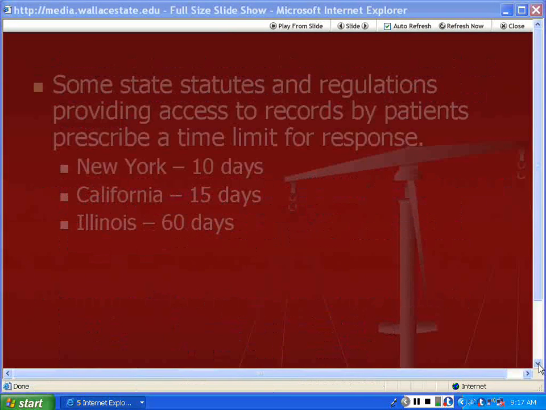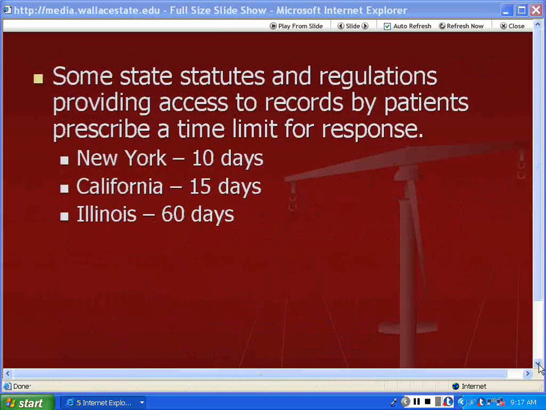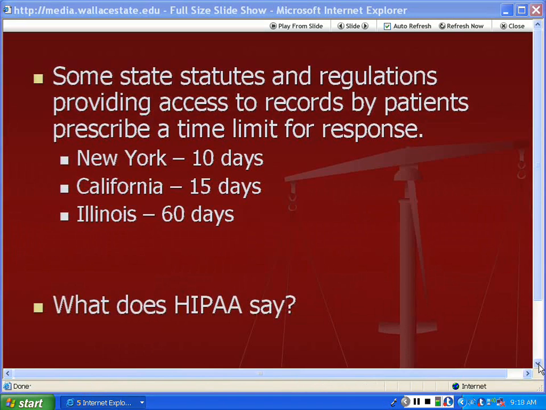Now, another thing that some state laws and regulations will prescribe is a time limit for response to a request for access to medical record information. New York has a law on the books that says within 10 days. California has one that says within 15 days. Illinois says 60 days. What does HIPAA say? Remember back, HIPAA, as I mentioned about 30 seconds ago, says 30 days.